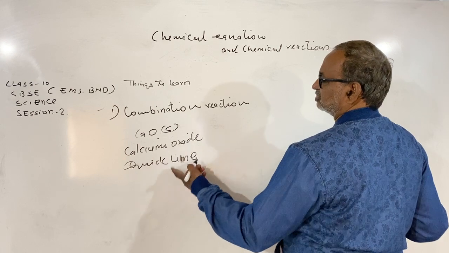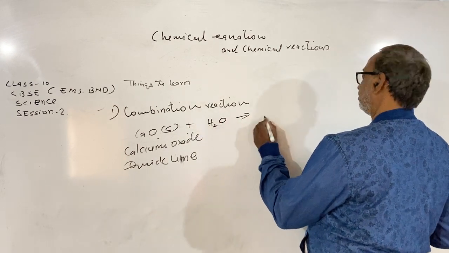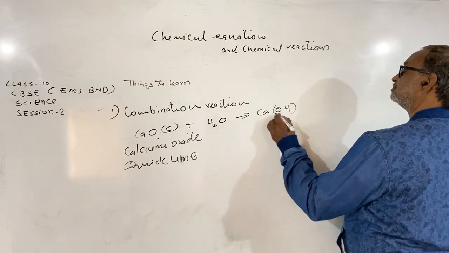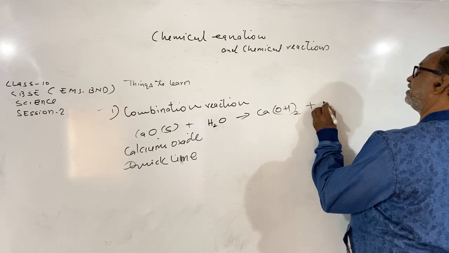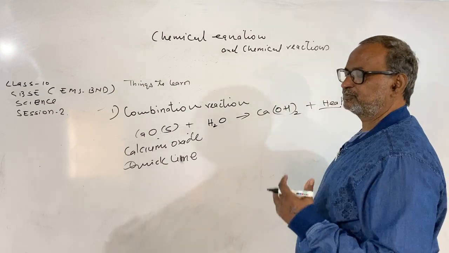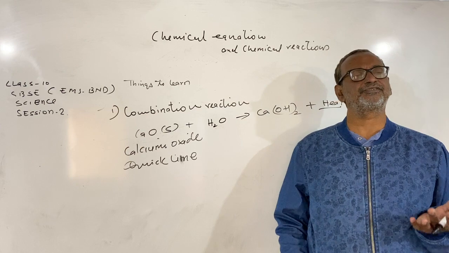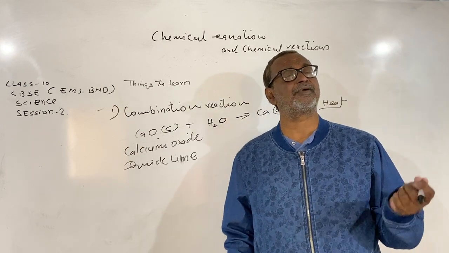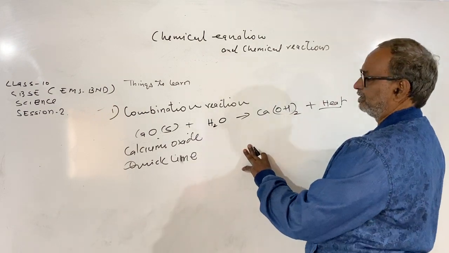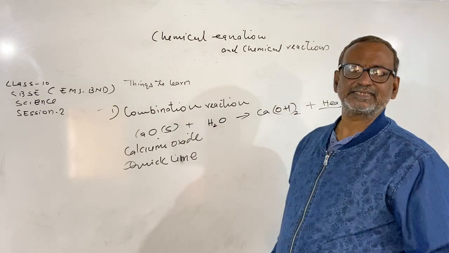Quicklime or calcium oxide reacts with water and forms slaked lime and liberates heat, which is responsible for the hissing sound. The hissing sound is produced due to the evolution of a large amount of heat. So in this reaction you can see that two reactants are combining together to form a single product.